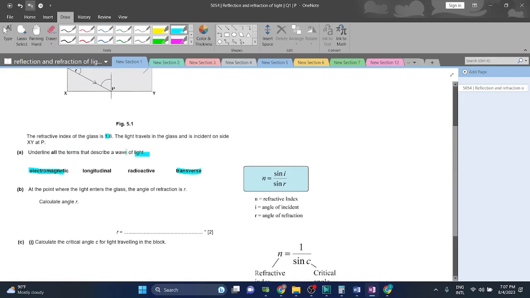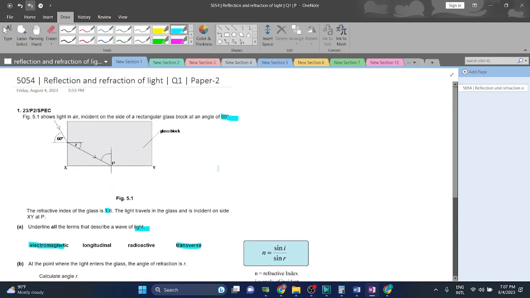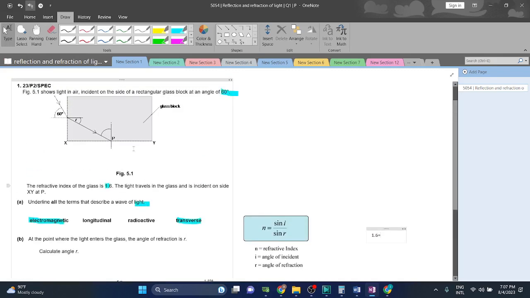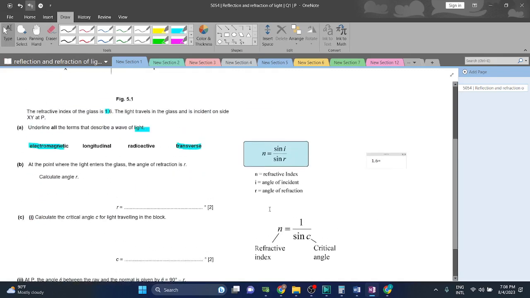Calculate R. So what do we have to use for this? Which formula do we have to use? I have put it in front of you. You have to use this formula in order to find what R is, the refracted angle, angle of refraction, whatever you want to call it. So let's calculate it. N is 1.6, which is equal to sine I divided by sine R. I will be the 60-degree angle.